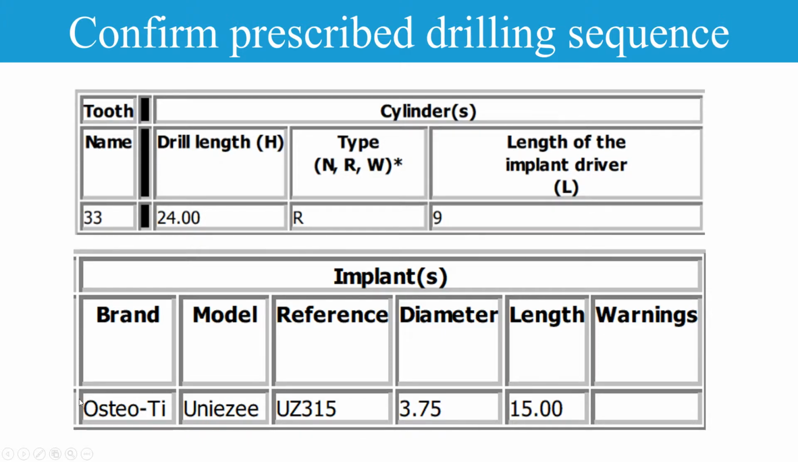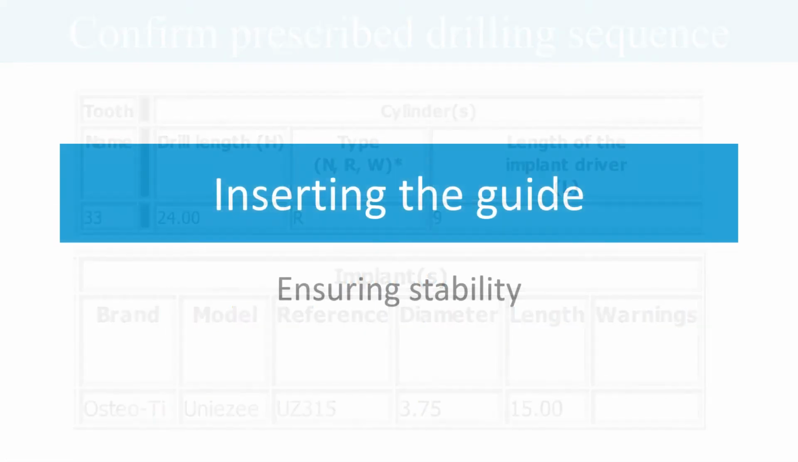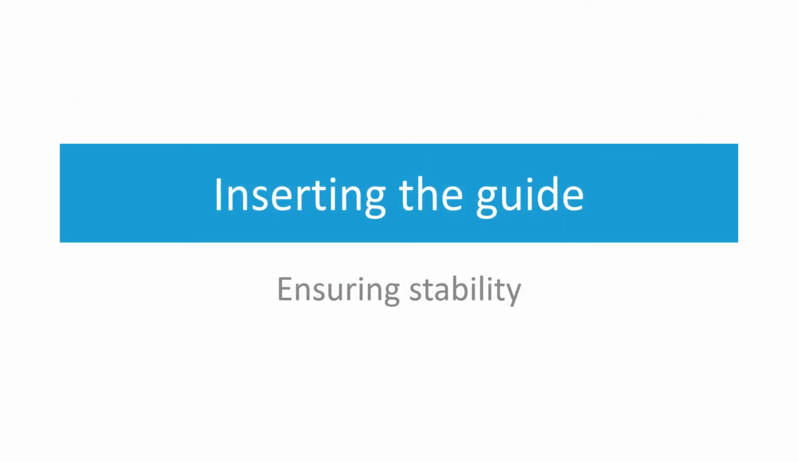On the bottom we've got our brand of chosen implant, which is an OsteoTie. The model is a Uni-Easy, and the reference code for that is UZ315, diameter 3.75, and the length of the implant is 15. Now, this shouldn't come as any surprise to any of you, because we of course planned this in the previous presentation.